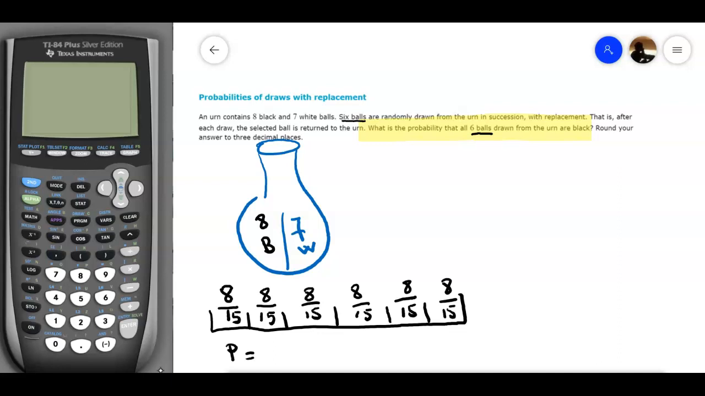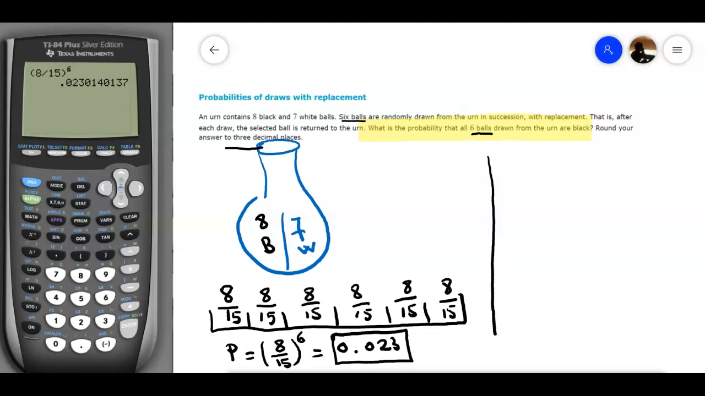And so what will your probability be? According to the multiplication principle, it's going to be 8 out of 15 multiplied by itself 6 times, so exponent 6. Let's see here. Well, the calculation is already there. So 8 divided by 15 to the exponent 6 is equal to 0.023. You want to round to 3 decimal places, so this should be your answer.